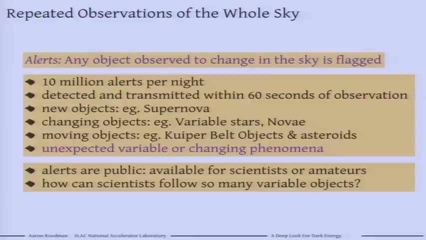We'll also look at objects that move in the sky, things in our own solar system, by and large. Kuiper belt objects. The Kuiper belt is objects past the orbit of Neptune that are interesting to study, as well as asteroids. So we will look for killer asteroids.